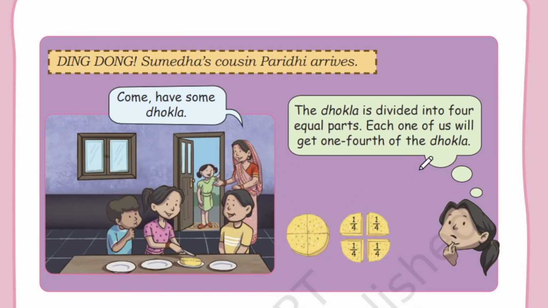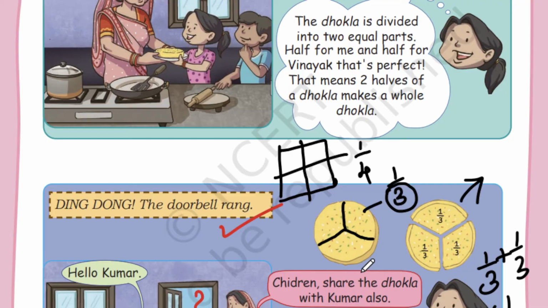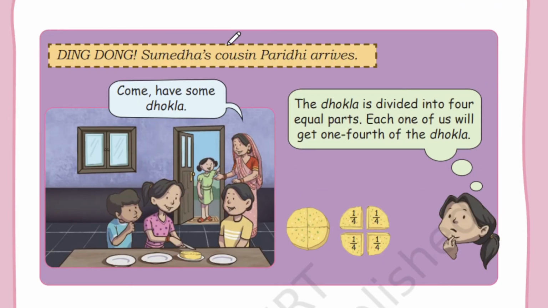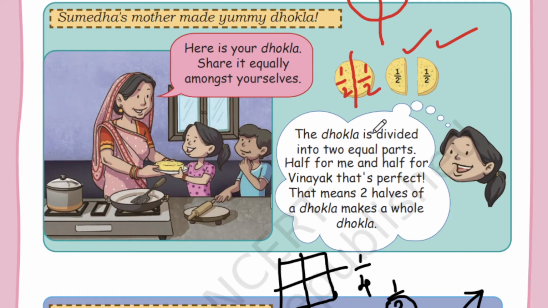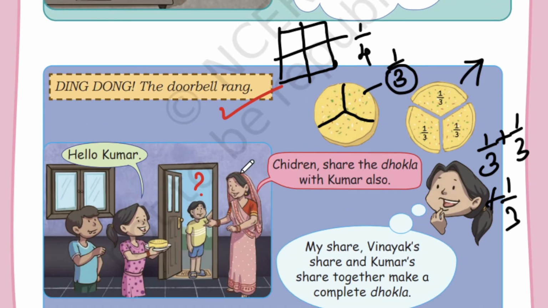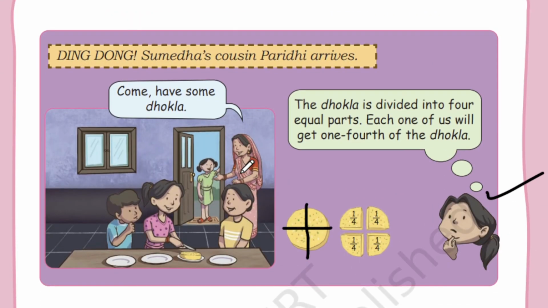Next, oh my god, see, another friend is also here. Just now I gave an example, one more friend joined. Ding dong, Sumeda's cousin Pradeep arrived. So another friend arrived. The dhokla is divided into four equal parts. Each of us will get 1/4 of the dhokla. Now what happened? The size is becoming smaller and smaller. Initially these two got half of the dhokla. Next one person came, so they got 1/3 of the dhokla. Now they are getting 1/4 of the dhokla, which is a quarter.